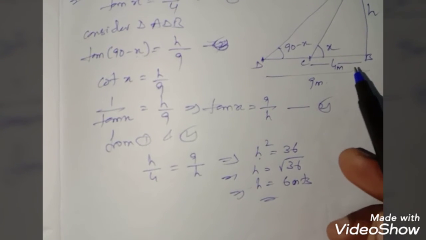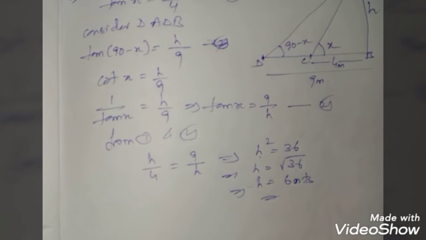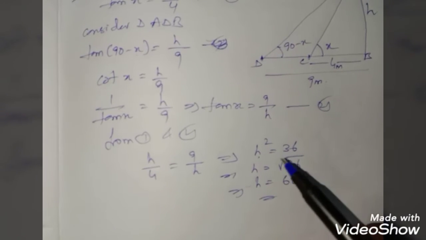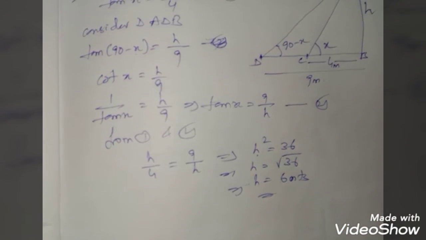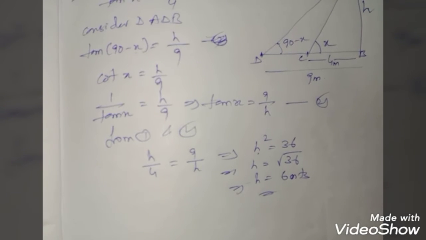Now coming to the value of x, they have not asked what the complementary angle is. They have asked only the height of the tower. Find the height of the tower, right?